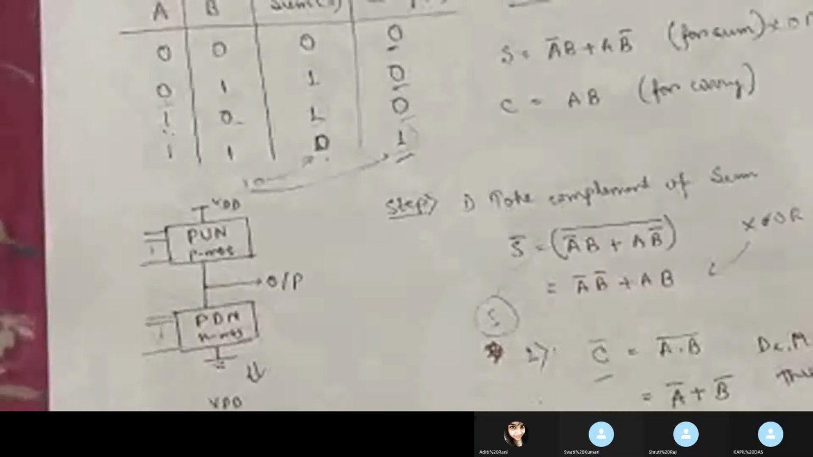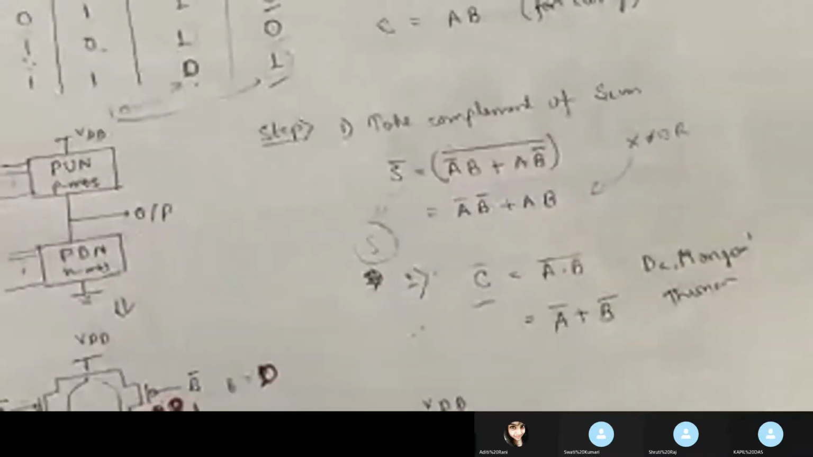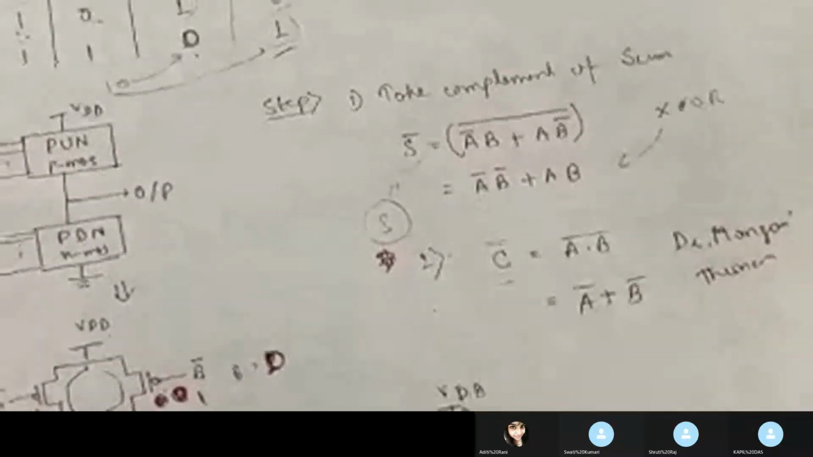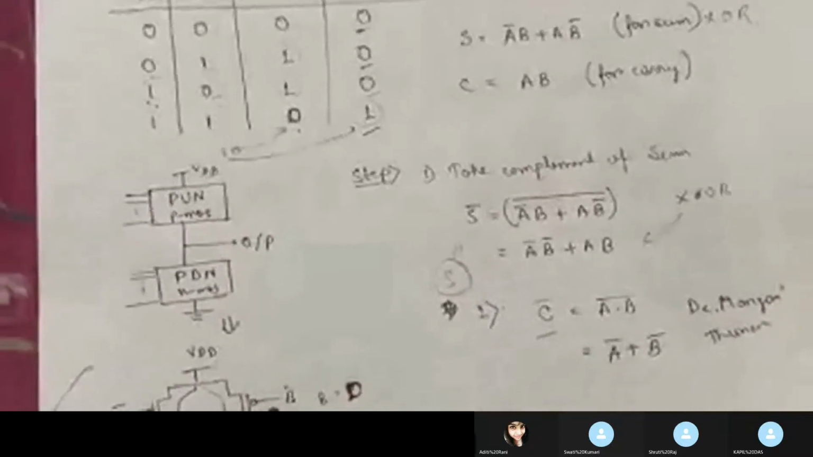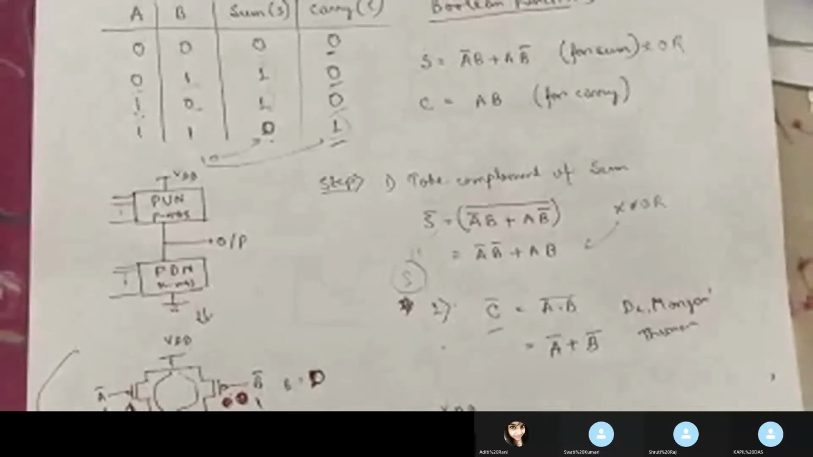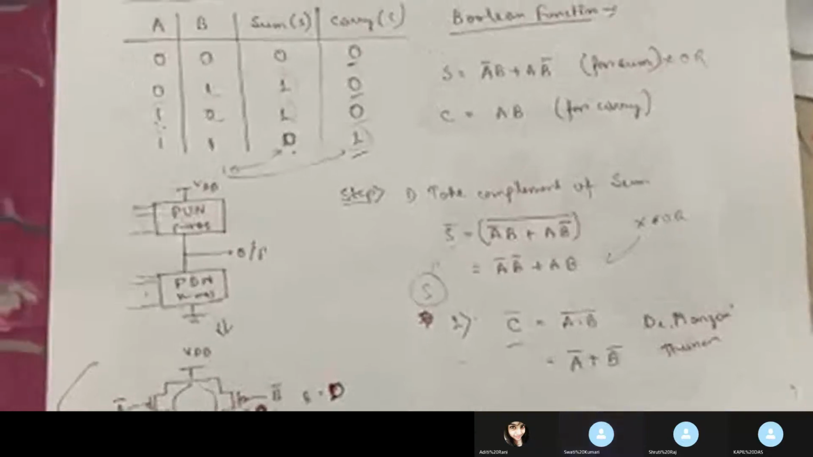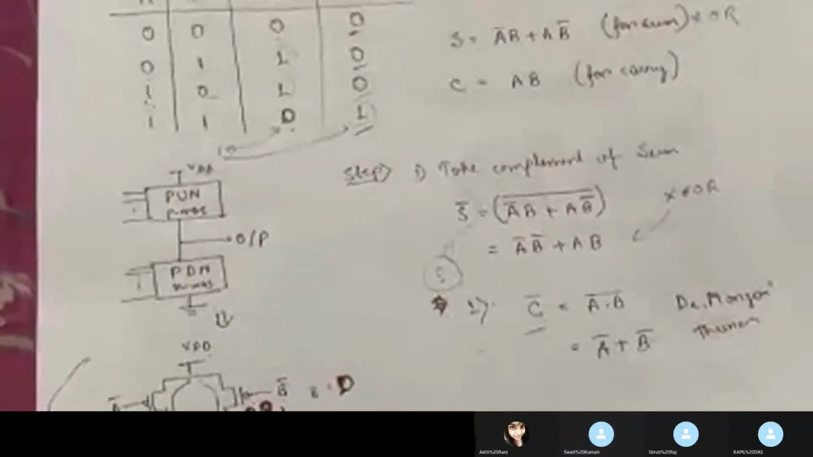and pull down network for the sum, and likewise taking the complement of the carry, you will design the half adder carry circuit using pull up and pull down network. So this is the full concept of half adder using CMOS logic. Anyone have any doubt? No, ma'am. Okay, fine. So now I will design the full adder circuit using CMOS logic.